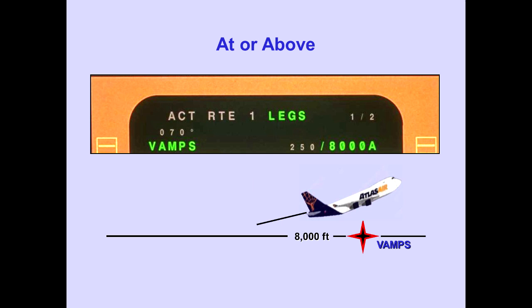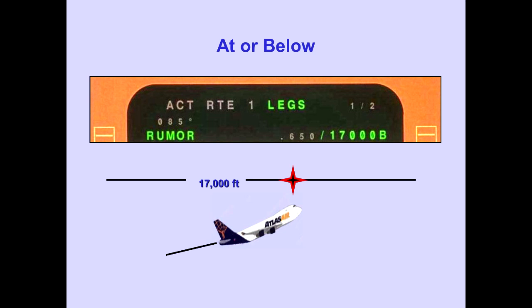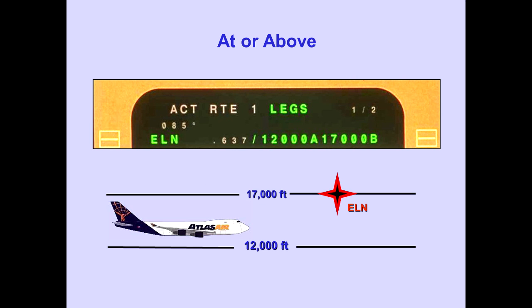At or above altitudes are displayed in large font and are followed by an A. In this example, Vamps must be crossed at or above 8,000 feet. At or below altitudes are displayed in large font, followed by a B. In this example, Rumor must be crossed at or below 17,000 feet. Block altitude is displayed as an at or above altitude in combination with an at or below altitude. Note that the altitudes are not separated by a slash mark.